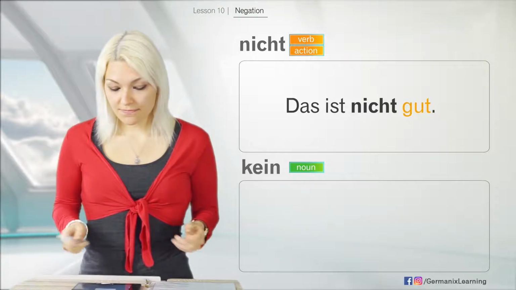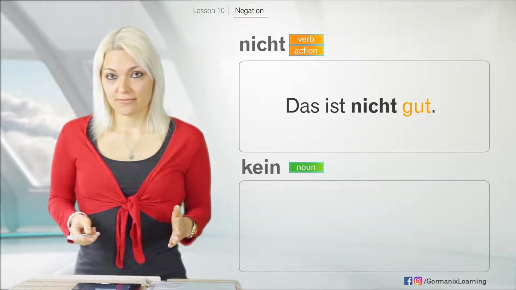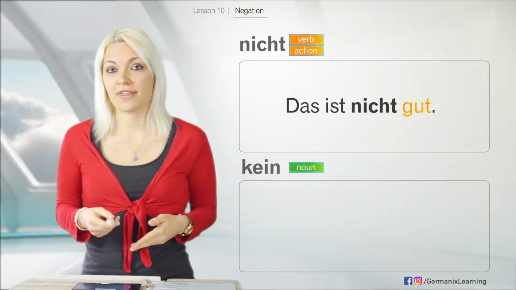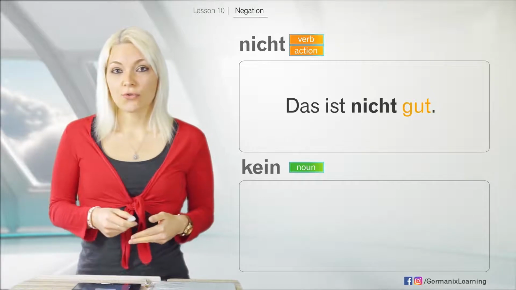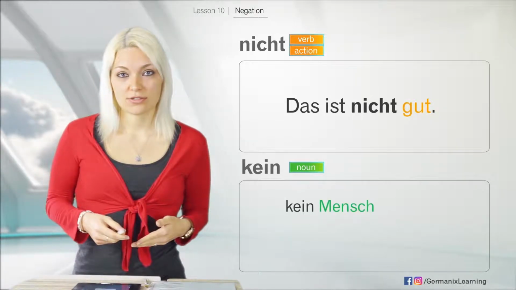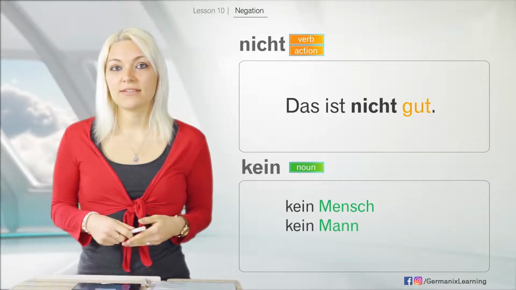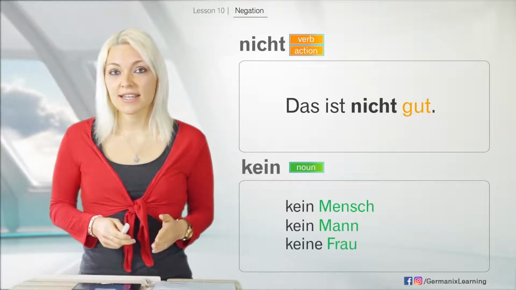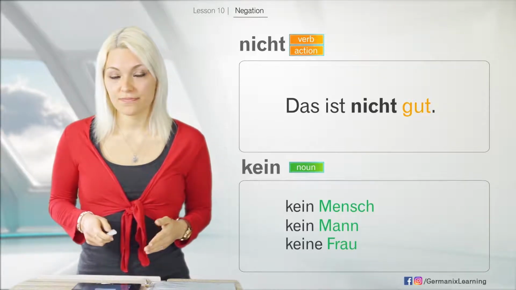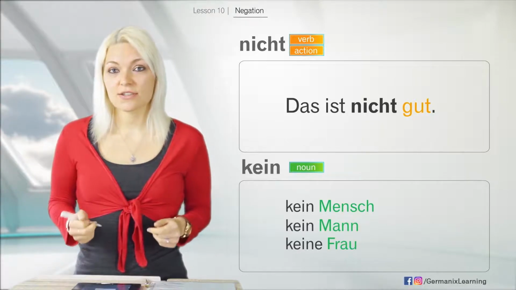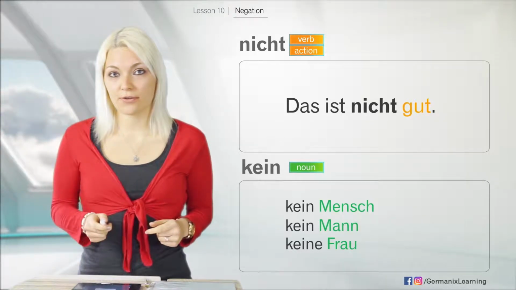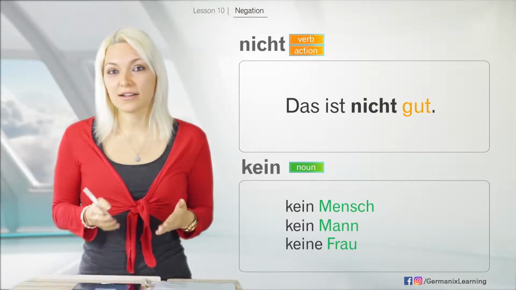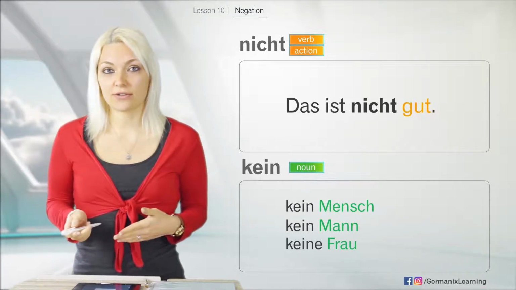If we have a noun, we would use kein. So the better English translation is actually no rather than not. Like no person, kein Mensch. No man, kein Mann. No woman, keine Frau, and so on. So in this case, we grammatically negate the noun that follows. This means that the negation is always directly in front of the noun, unless we put an adjective in, the adjective squeezes between the article and the noun.